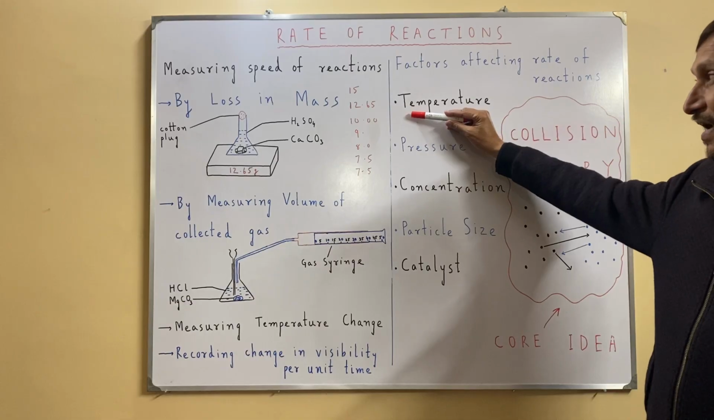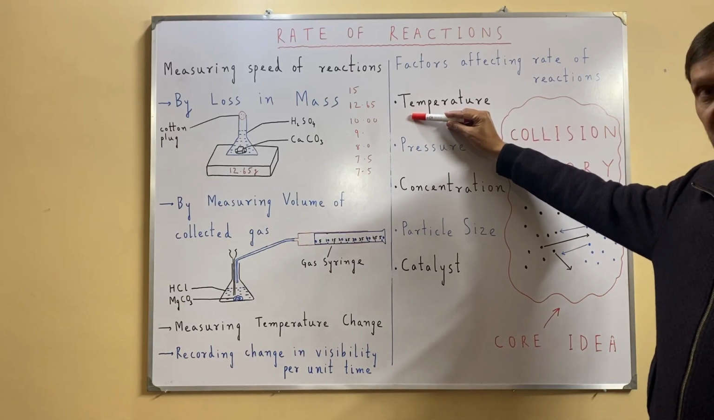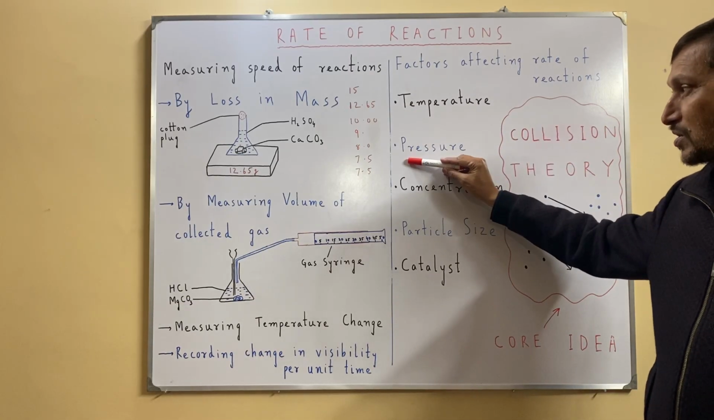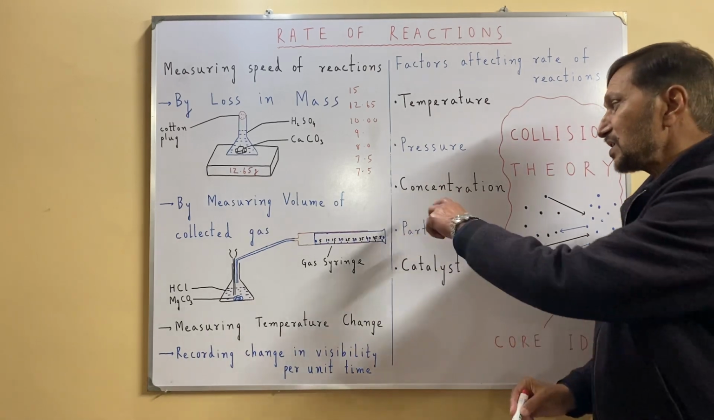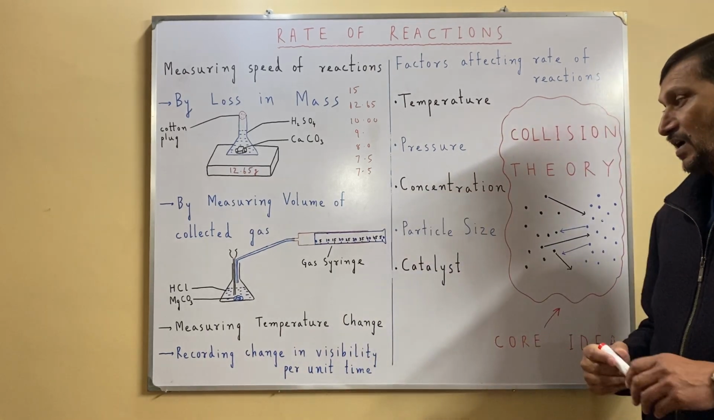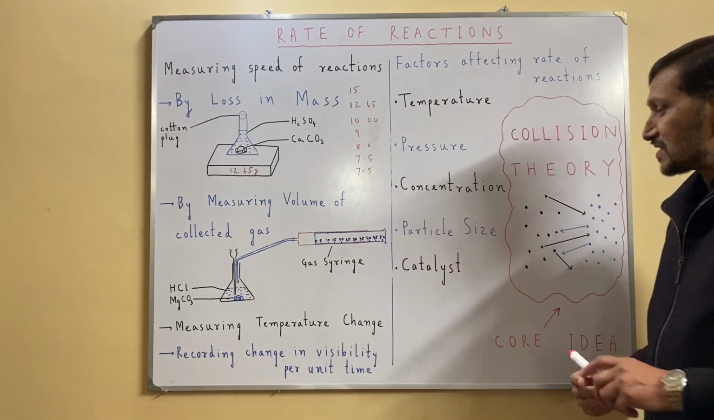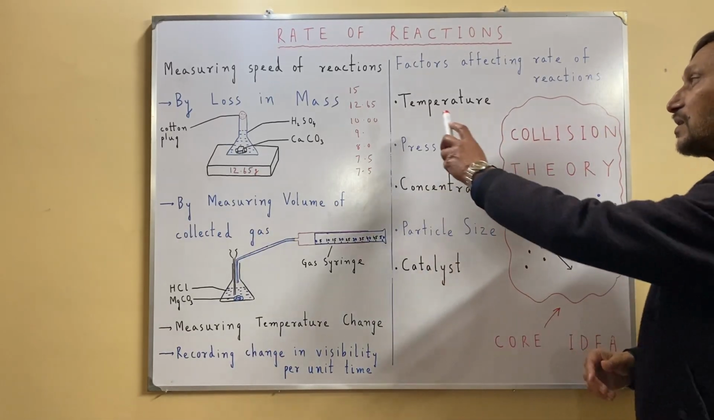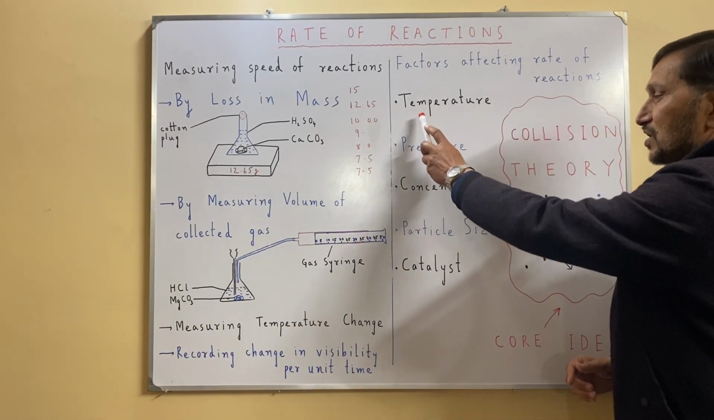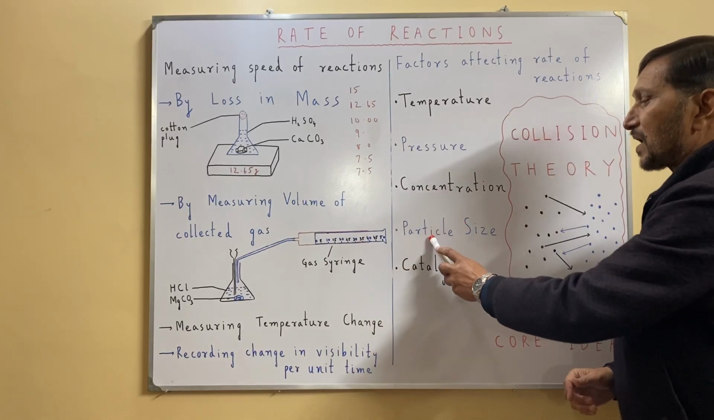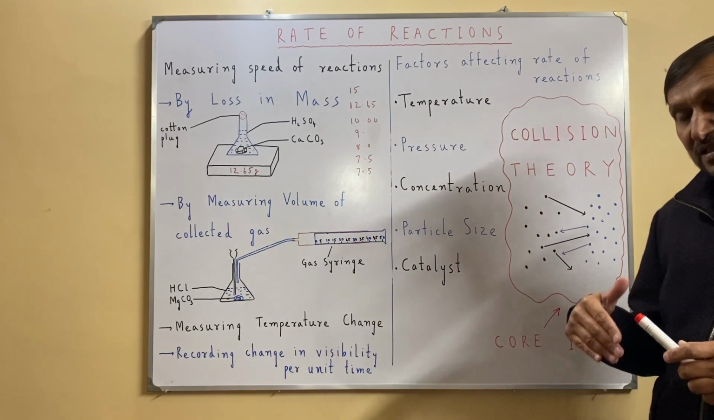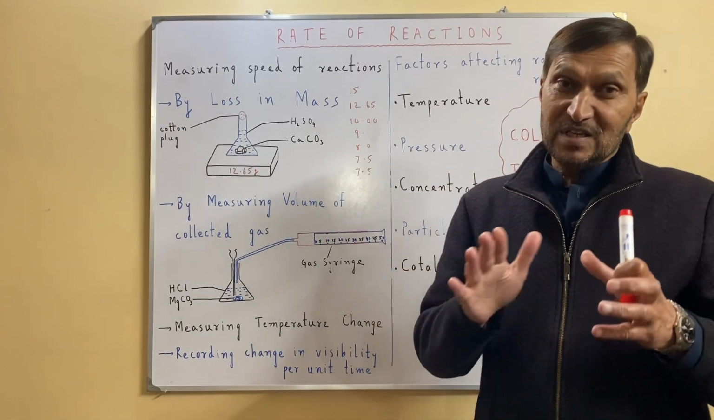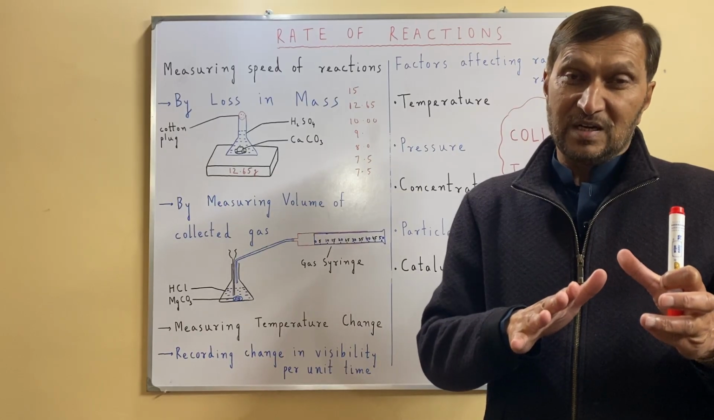These factors are: number 1, temperature; number 2, pressure; number 3, concentration; number 4, particle size; and number 5, catalyst. These are the factors which affect the speed of reaction.